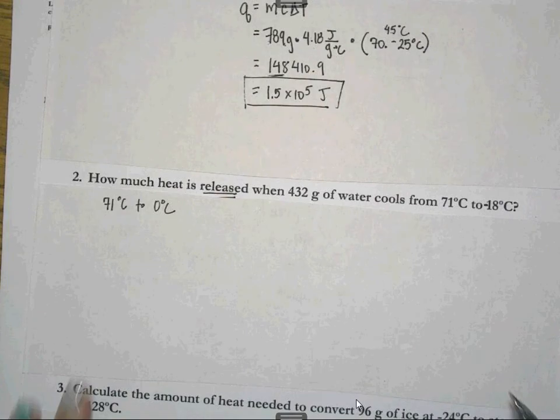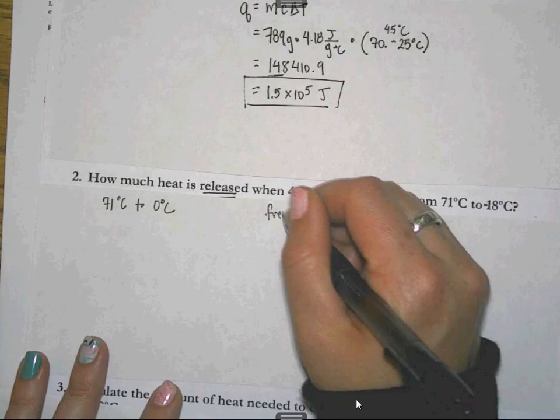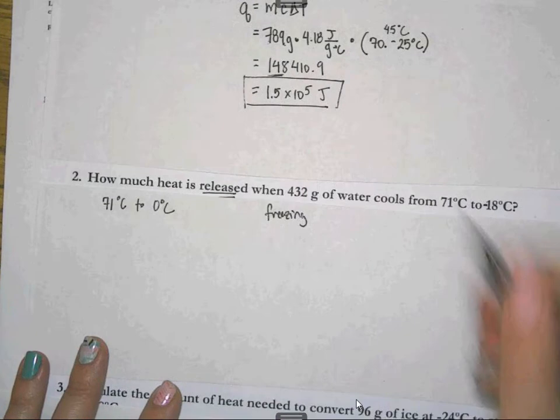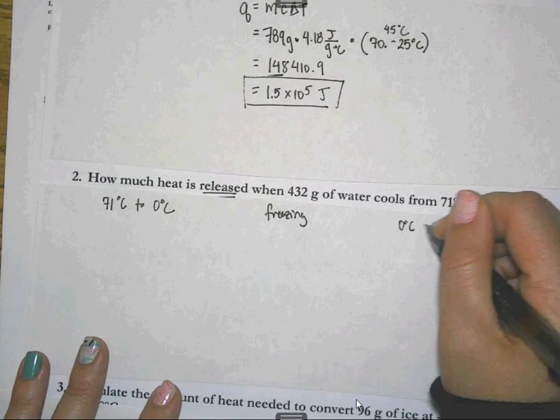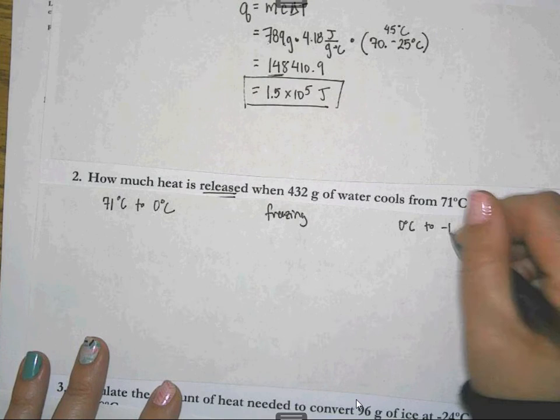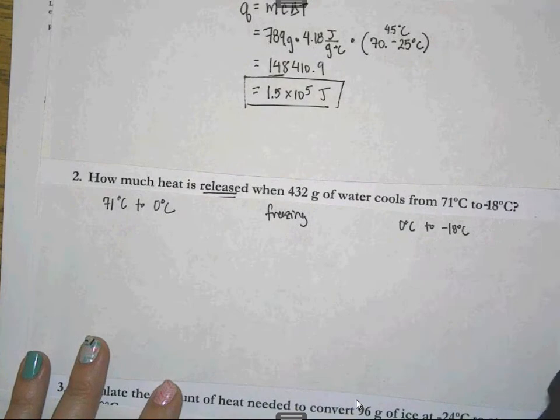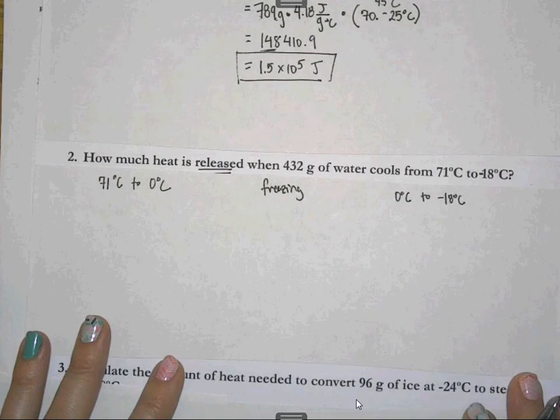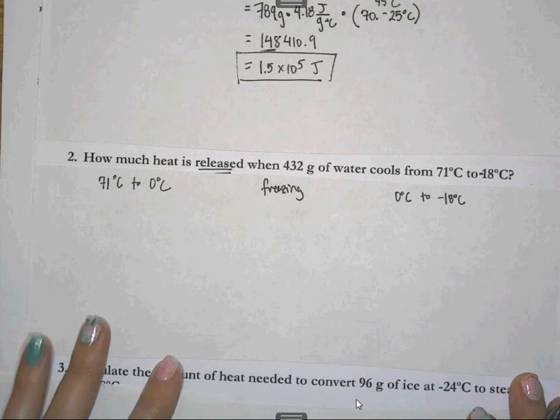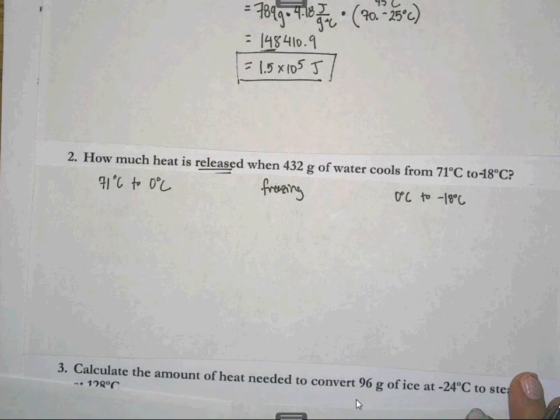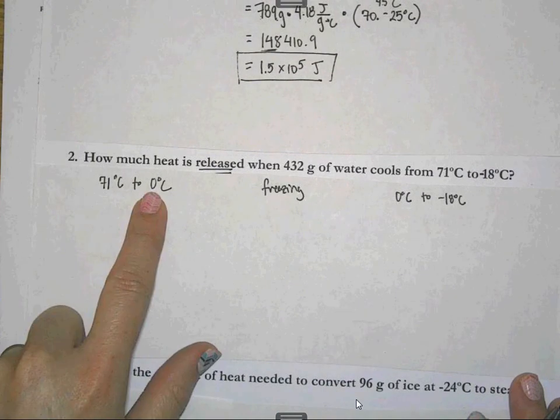So my calculator says 148410.9. I get to keep those first 2 digits. And not only that, it's large enough I should really put it in scientific notation. So that's 1.5 times 10 to the 5th joules will be my answer. Takes quite a bit of heat to raise it up 45 degrees Celsius.